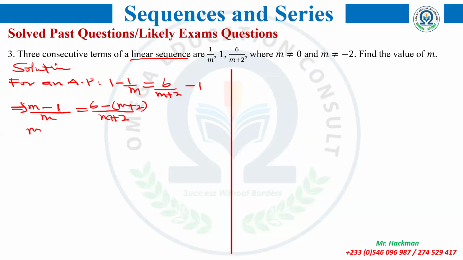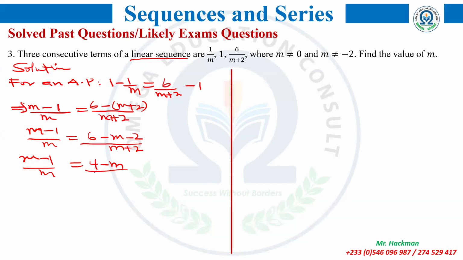So at this point, m minus 1 over m will be equal to 6 minus m minus 2, all over m. So I want to simplify before I cross multiply. I'll get m minus 1 over m is equal to 6 minus 2, which will give me 4 minus m, sorry, over m plus 2, forgive me. My LCM here is m plus 2, not m. So at this point, you cross multiply and you are good to go. You solve for your m. Is my point well made?